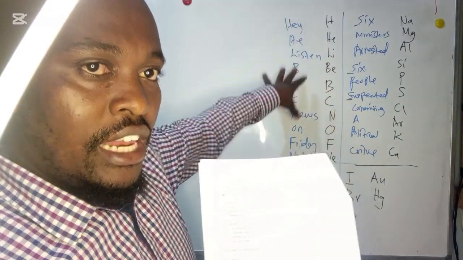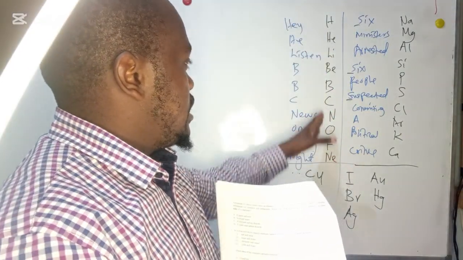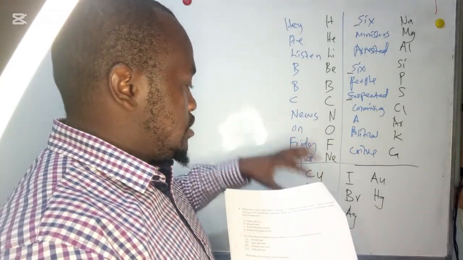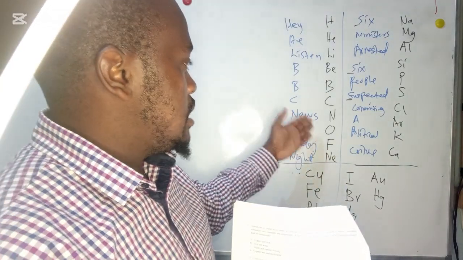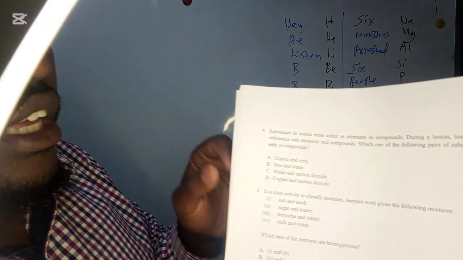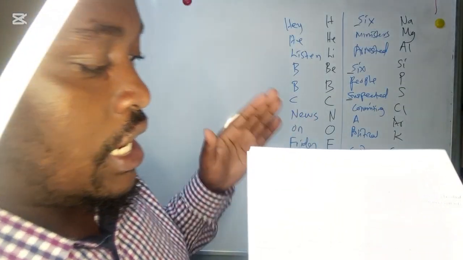So it is important to understand that these are elements. Remember, I wrote the symbol. I did not write the full name, but I mentioned it. So if you are keen, you can write the element and the symbol. However, what do you notice? Here there is copper and iron. These are elements, not compounds.